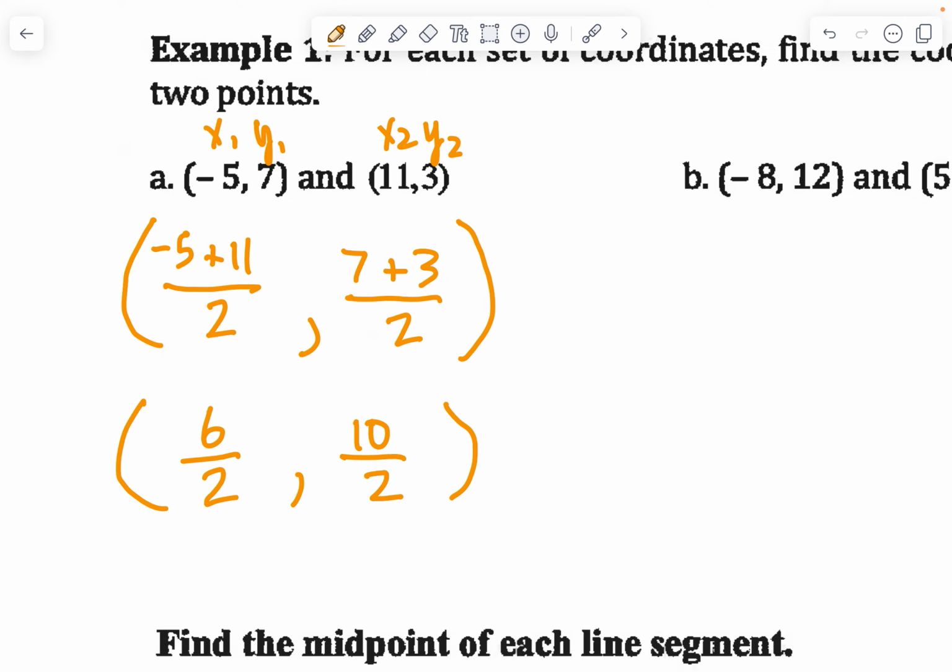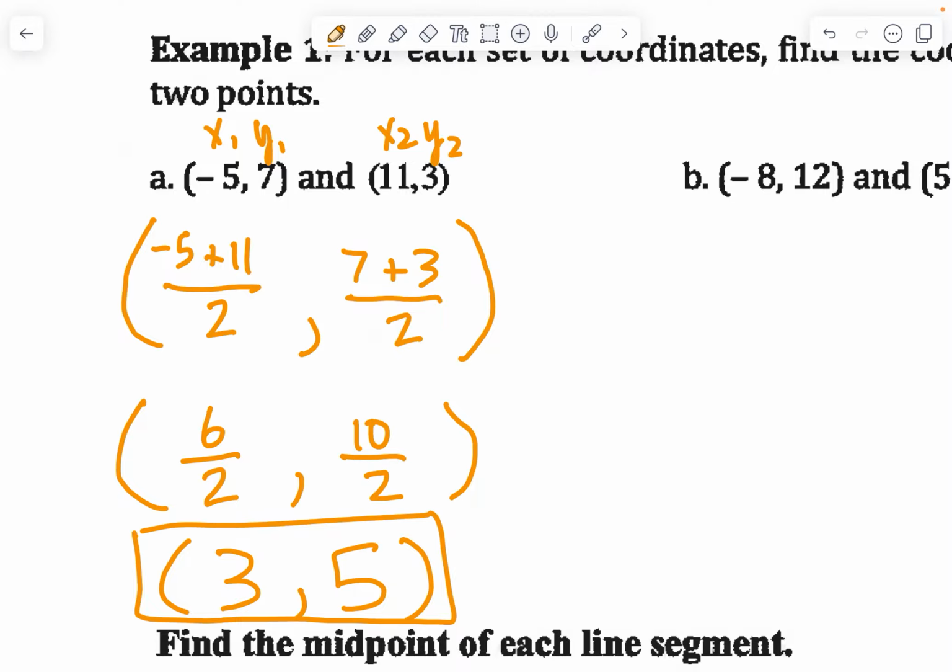Now, the last thing I want to do is simplify these if we can. Basically what it comes down to is, if you have an even number on top for midpoint formula, then that means you can divide this. 6 divided by 2 is 3, 10 divided by 2 is 5. Sweet.